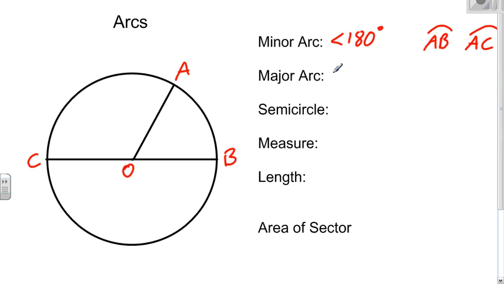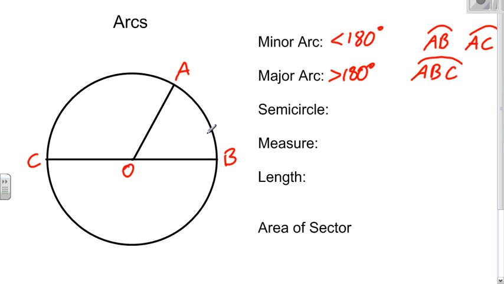A major arc is greater than 180 degrees. And for a major arc, you have to label it with 3 letters. For example, ABC. Arc ABC is a major arc. You can't just say AC because you would assume that it's the short way. So 2 letters is a minor arc, 3 letters tells you that it's a major arc, because it tells you which direction to go around the circle.